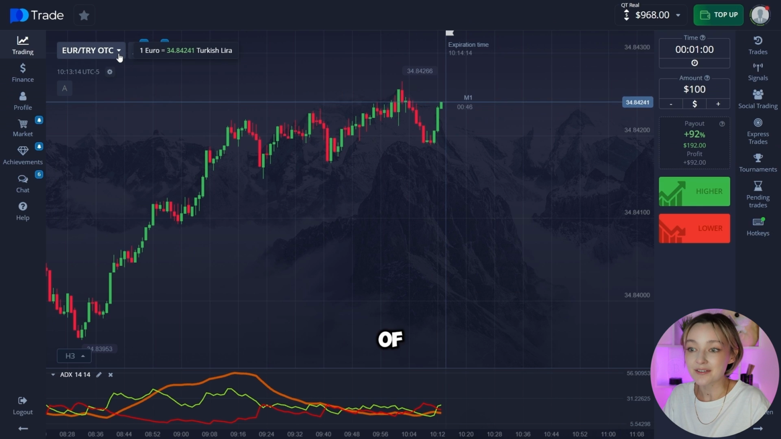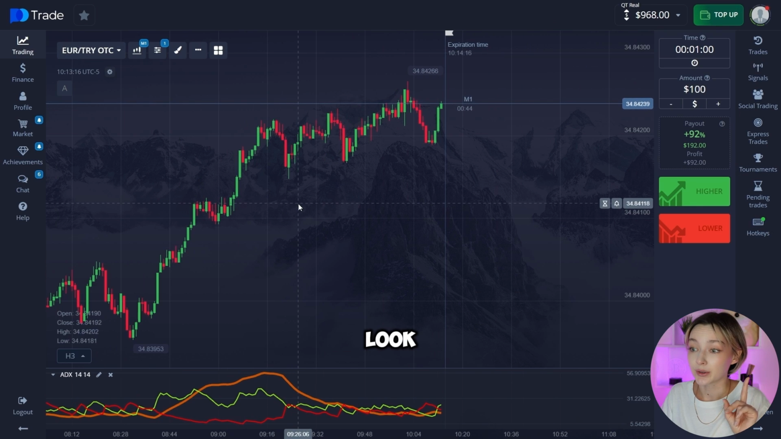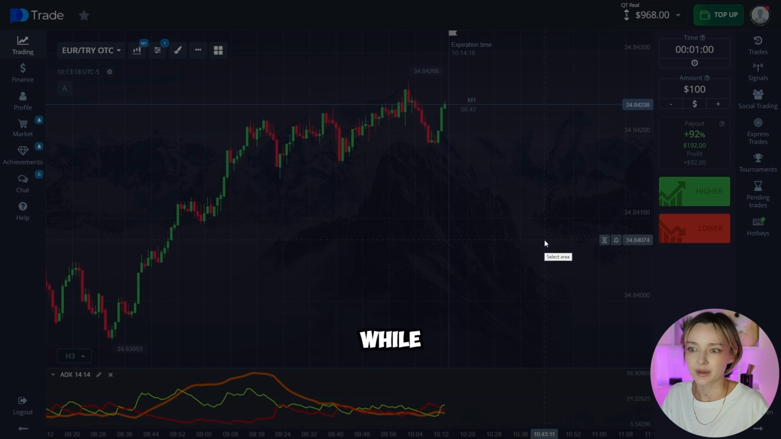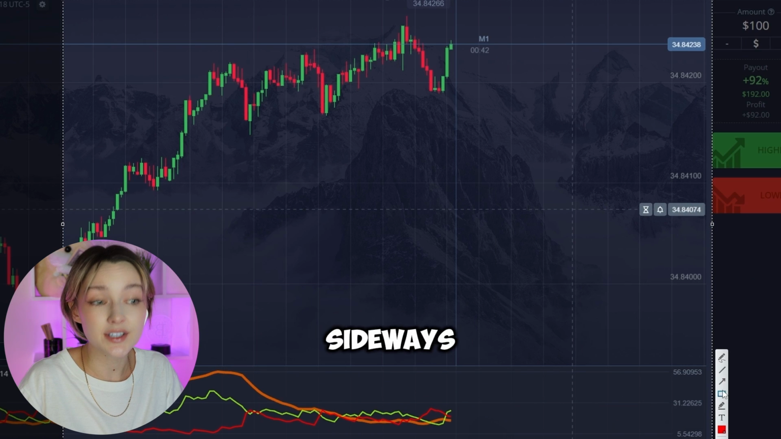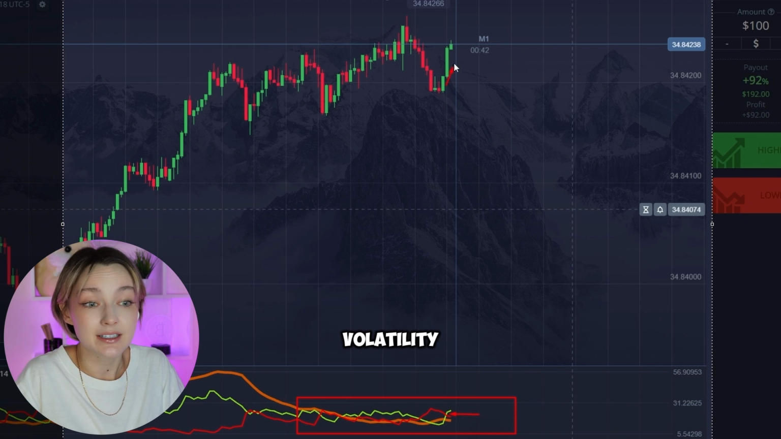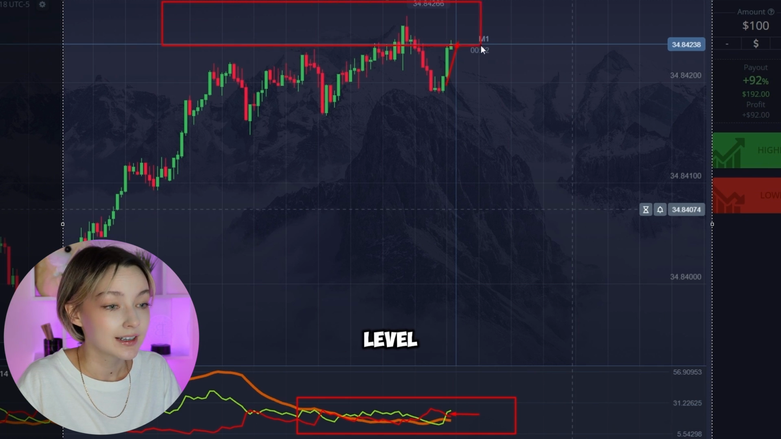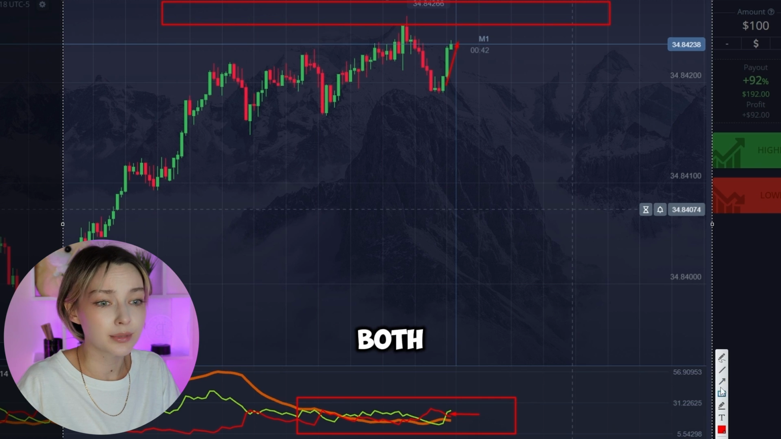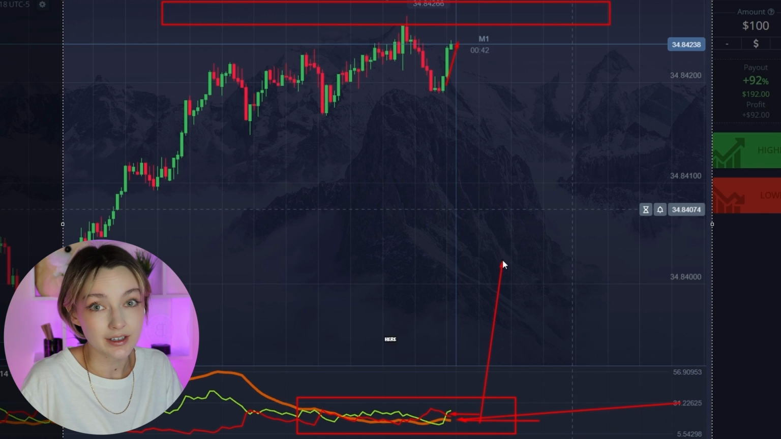Another good example of a poor trading arrangement. Look, there's a bunch of intersections. While the market is also currently going sideways, ADX is pretty low too, so is volatility. Let's draw a resistance level. There might be a potential for a breakout, both upwards or downwards, so we're not trading here.